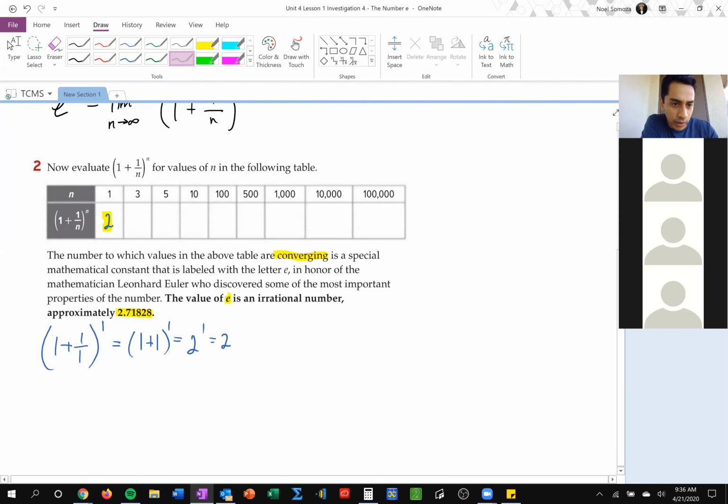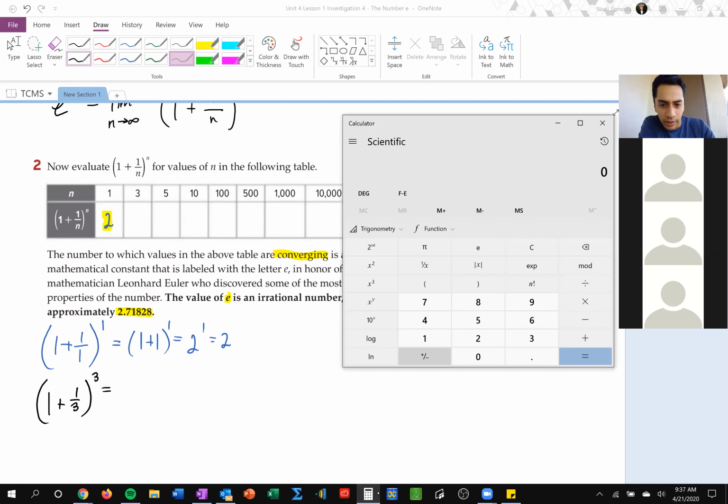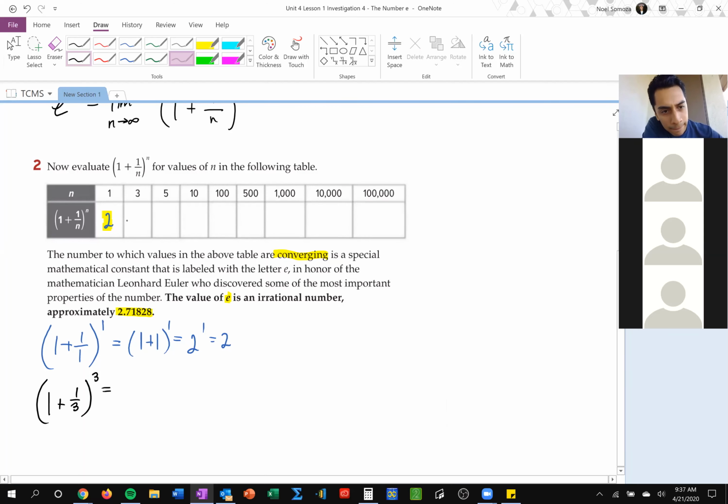Okay, so now if we plug in 3, we're going to get 1 plus 1 over 3, now to the third power. So we have 1 divided by 3, we add 1, and then we take this to the third power. Notice now we've gotten a little bit closer. Just by increasing the value of n, now we're up to 2.37. So in terms of accuracy, we're much closer to the value of e now than we were when n was 1.